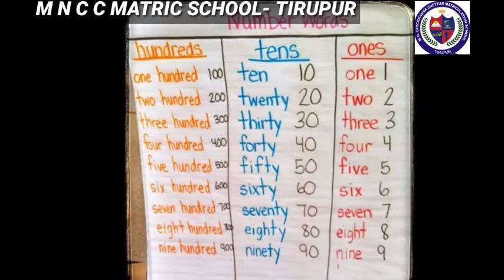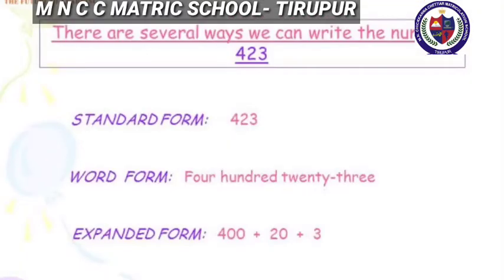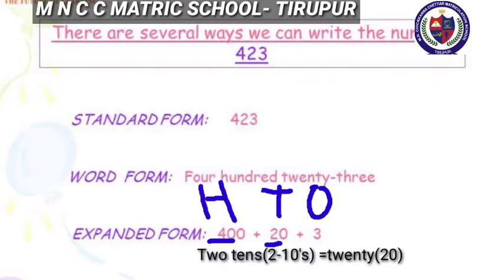At last, we will see the expanded form. My dear students, here number name is given for ones, tens and 100th place value. Kindly do the practice. The next image is expanded form of 423. Do the expanded form from right to left.